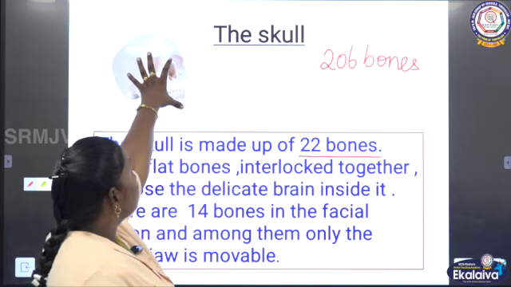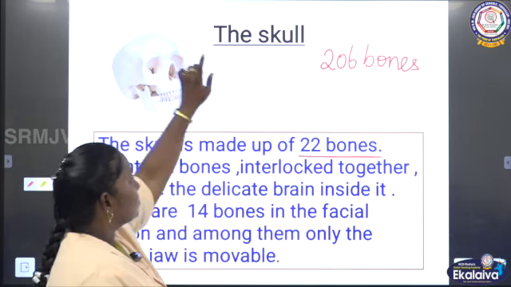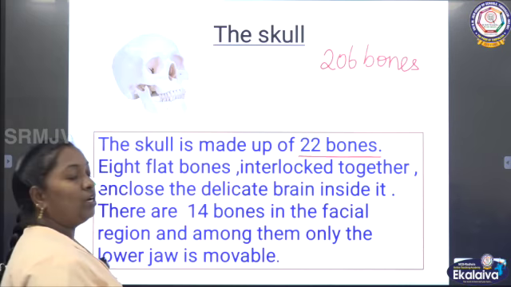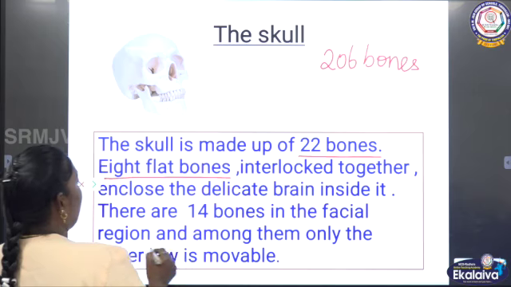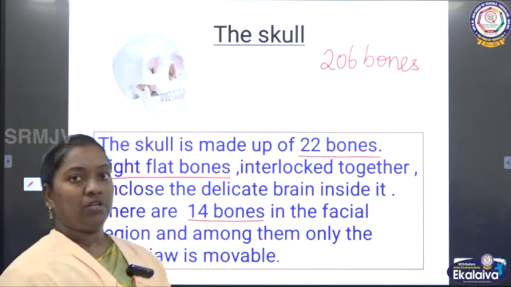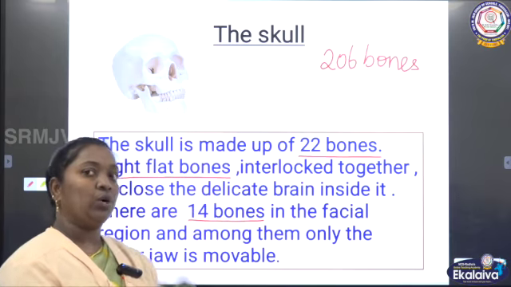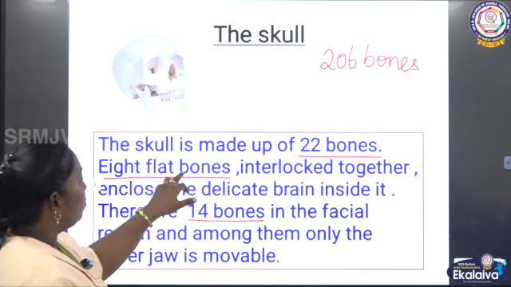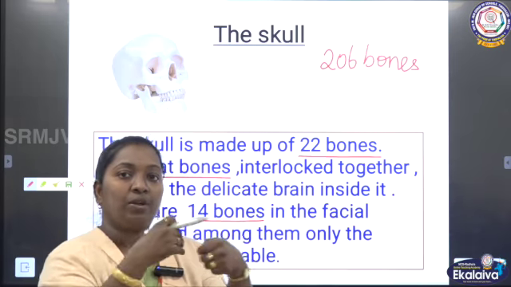The head, covered by the skull bone, is called the skull. So the complete skull is made up of 22 bones. It is divided into two ways: 8 flat bones and 14 facial bones. This is how these 22 bones have been divided and placed inside our head. The flat bones of the head are interlocked with each other, which means connected to each other one by one.